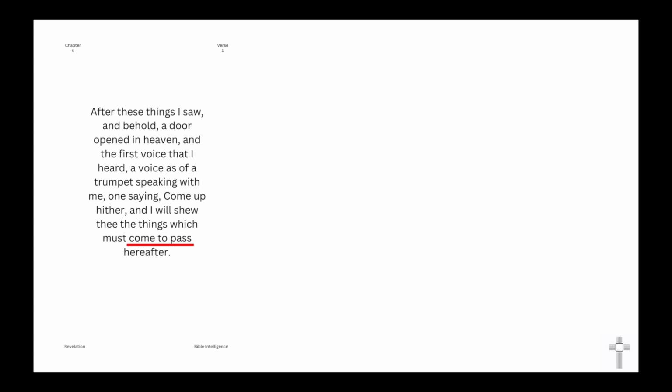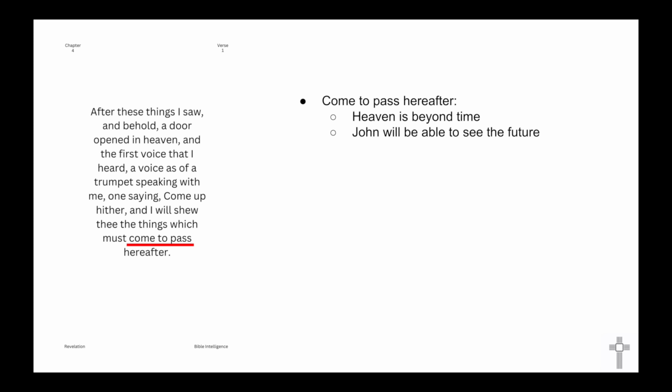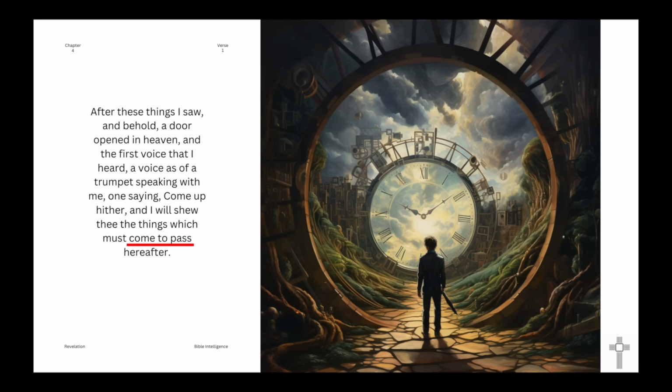And then towards the end of verse 1, we hear this thing of, come to pass. Now, come to pass hereafter, it's this idea that heaven is beyond time. So when John enters it, he's going to be able to see the future. And this mirrors the other prophets who also get to see the end times. Daniel was one as well, who, when he went up into heaven, was also able to see the future, what was going to happen. So John is going to get a glimpse of the things to come. And when we put this into the AI generator, we get this really cool image of time and being able to see into the future.